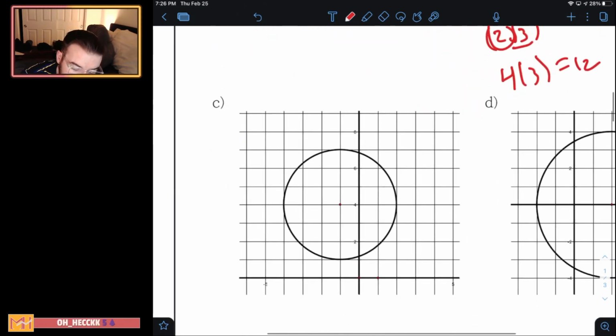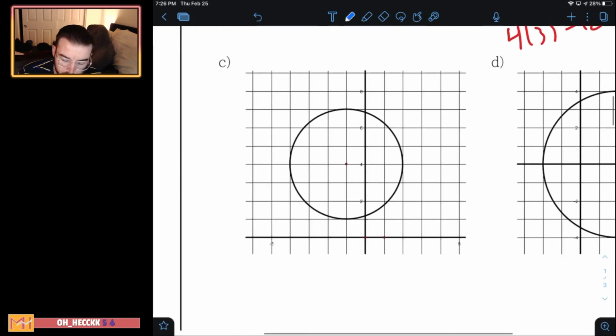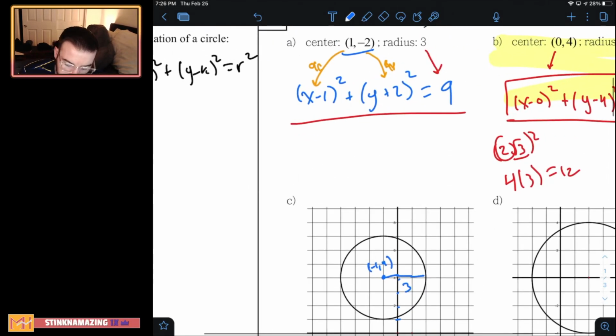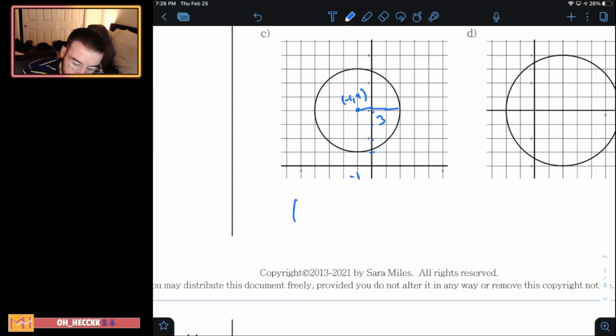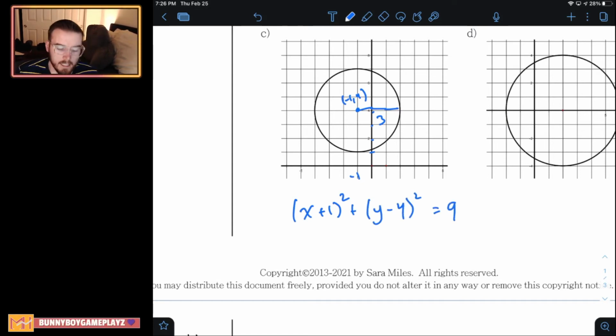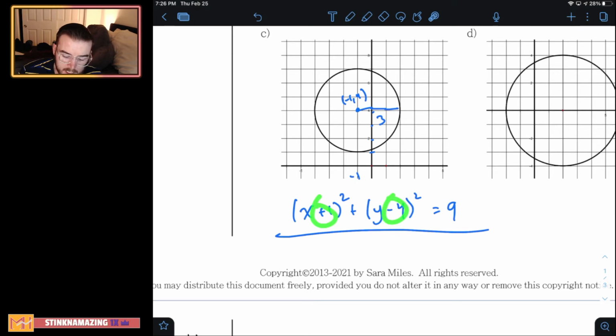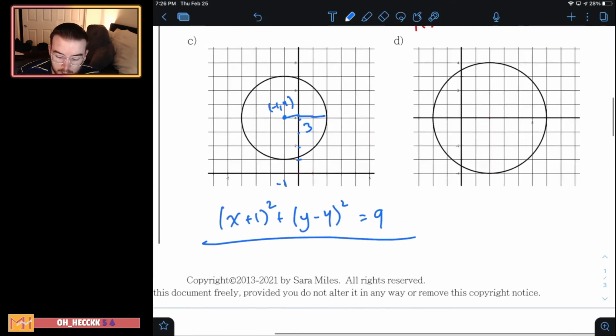Now, what if I gave you a circle and you had to write the equation? Well, you just need to make an observation of, okay, where is the center? It's at negative 1, 4. And what is the radius? 3. Oh, well, that's similar to what we had up there, right? The opposite of negative 1 is positive 1. The opposite of 4 is negative 4. And 3 squared is 9. Boom. That is the equation of our circle. Always the opposite, and you just square the radius. All there is to it, people.